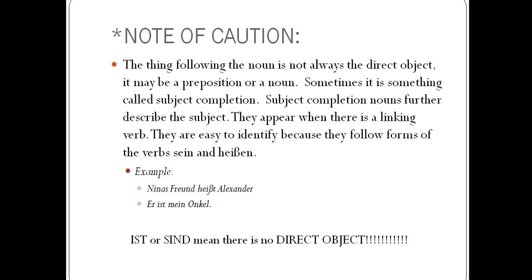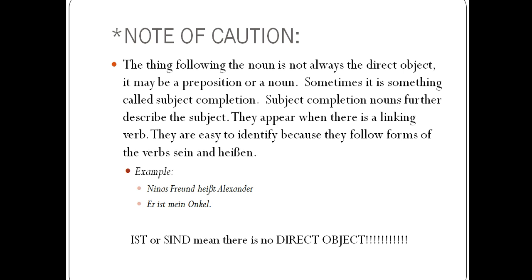The thing following the verb, I'd like to warn you, is not always the direct object. Sometimes it's a preposition or just a pronoun. It may be a preposition or another noun, but sometimes it's called subject completion. Subject completion nouns further describe the subject. They appear when there is a linking verb or an intransitive verb. They're easy to identify because they follow the forms of the verbs sein and heißen.